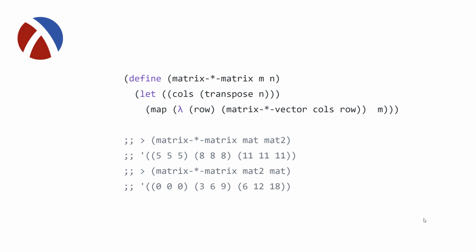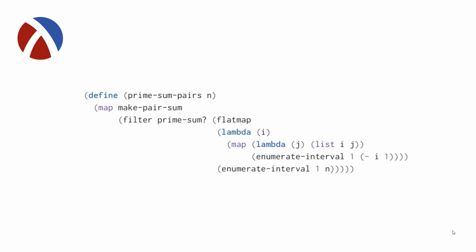Important, I think, to understand these examples, because if you can understand these, you're basically getting the essence of what this chapter is covering. One of the next procedures that the book shows us is called prime sum pairs, which asks you to generate a list of pairs where the sum is prime and i is less than j.